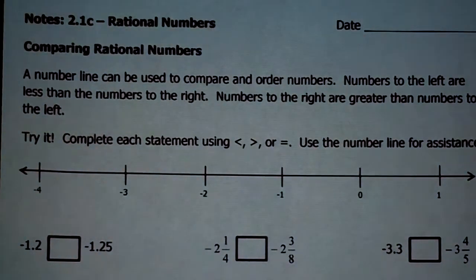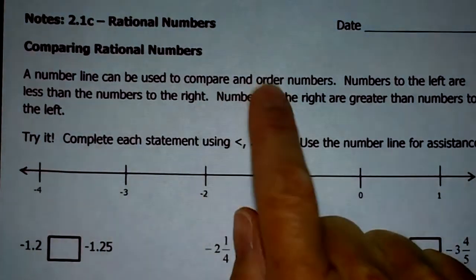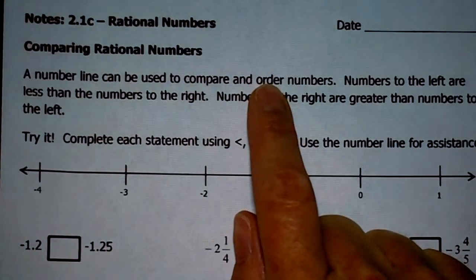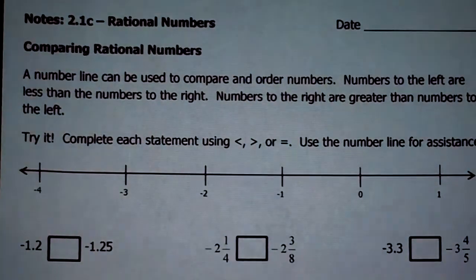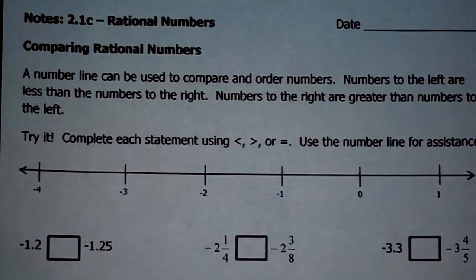Hopefully this will help. These words right here I actually copied and pasted from your lesson in 1.1. A number line can be used to compare and order numbers. It's a great and useful tool. Numbers to the left are always going to be less than the numbers to the right. Numbers to the right are always going to be greater than the numbers to the left. So basically, if we can place those numbers on a number line, we know that the one that's all the way to the left will be less. Less and left start with the same letter, so that's a nice way to connect it.